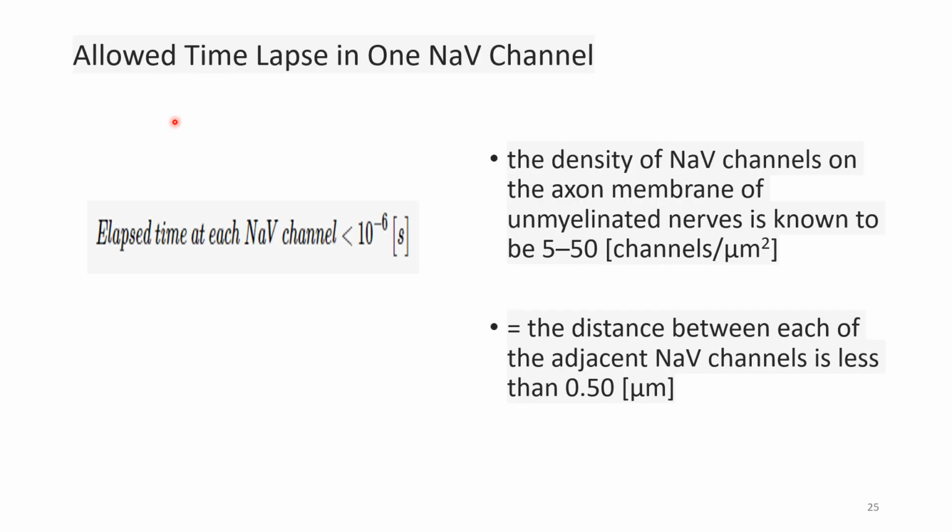We will see one by one. First one is the allowed time lapse in one voltage gated sodium channel. So what is that time? At each channel, elapsed time is less than 10 to the power of minus 6 seconds. If you take an unmyelinated axon, the density of voltage gated sodium channels is 5 to 50 channels per micrometer square. So the distance between each channel is less than 0.5 microns.